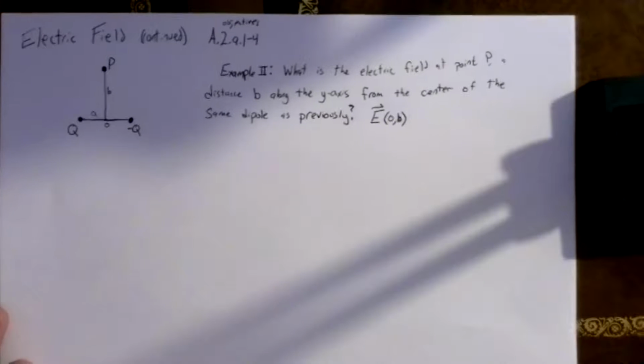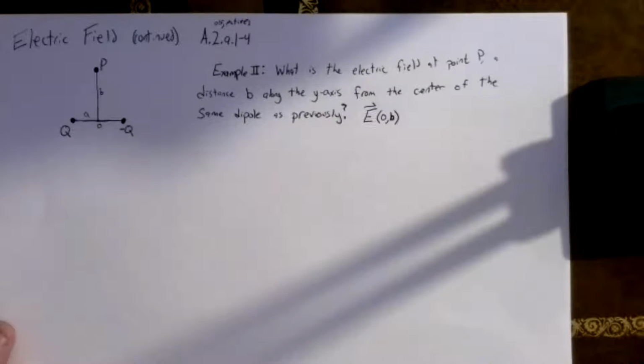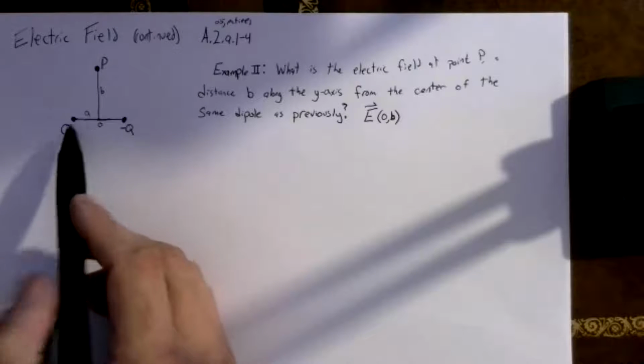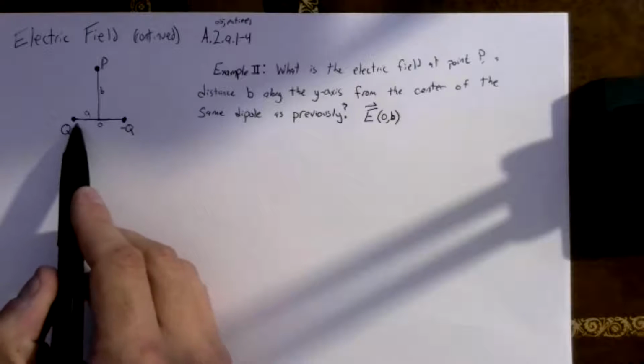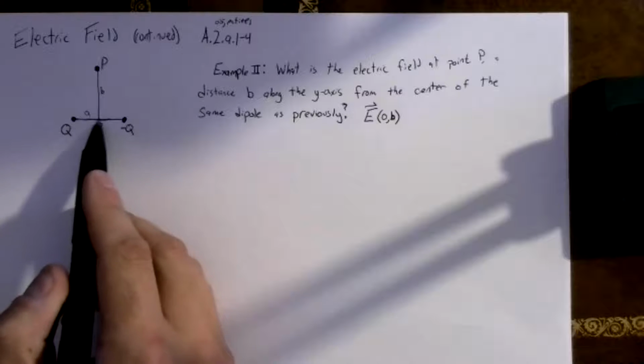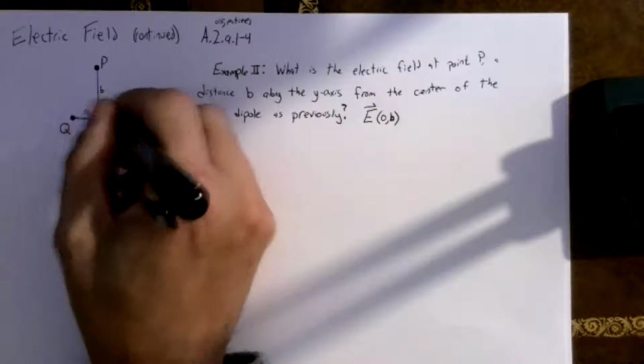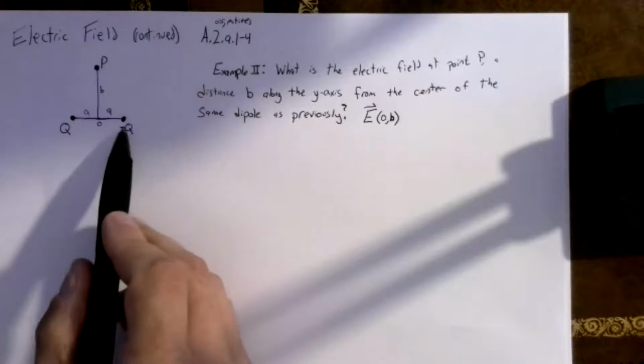All right, so we're picking up where we left off yesterday. We're still looking at the electric field. And in this second example, we still have a dipole with a positive charge a distance a along the negative x-axis, and a negative charge a distance a from the origin along the positive x-axis.